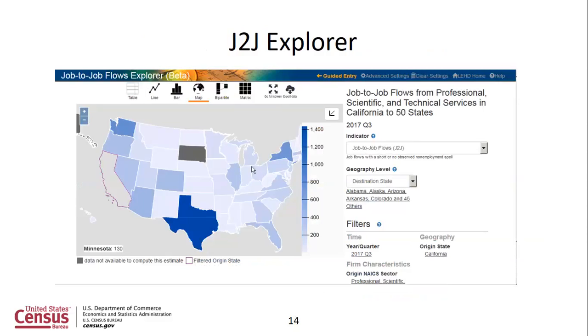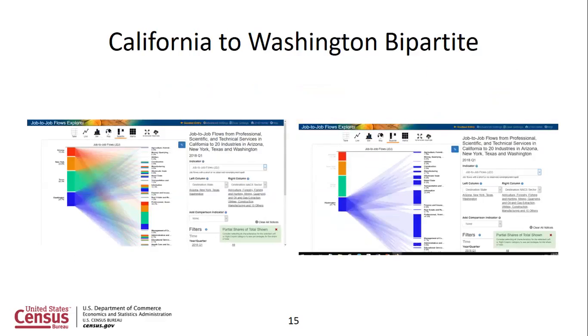So though the majority of workers went to Texas, Washington was the second largest state that workers in professional, scientific, and technical services left California for. And here, using the J2J Explorer, we can see information and professional, scientific, and technical services for the 2 higher industries that those who left California and moved into Washington went into. All right, let's see if we have time to try to play with that just for a bit.